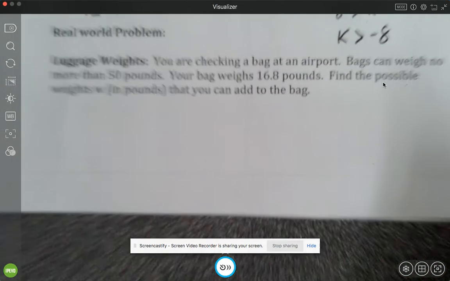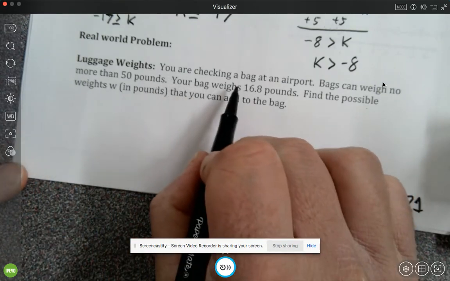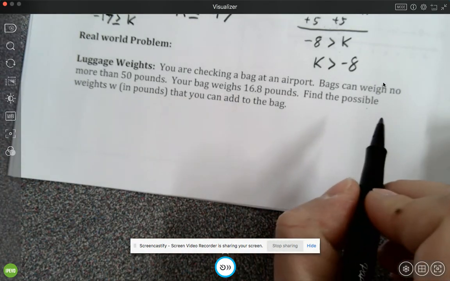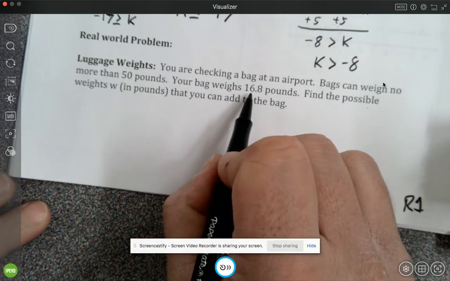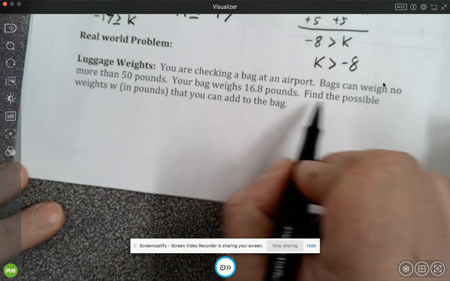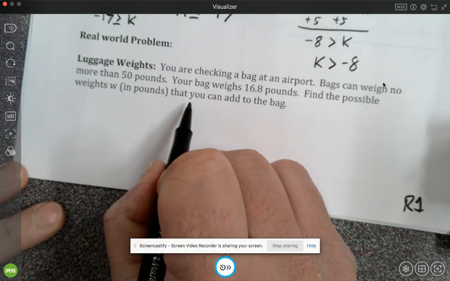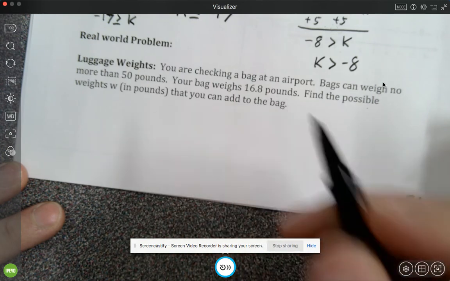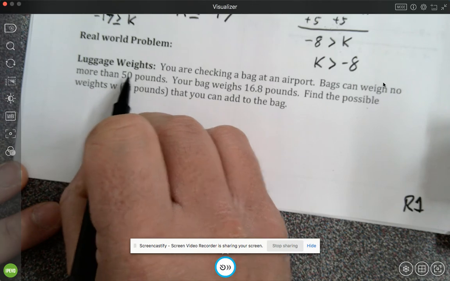All right, real world problem, okay? Say you have luggage and you're checking a bag at the airport. The bags can weigh no more than 50 pounds. Your bag weighs 16.8 pounds. Find the possible weight in W pounds that you can add to the bag. So let's think about this. It can be no more than 50 pounds.